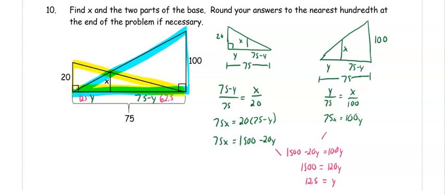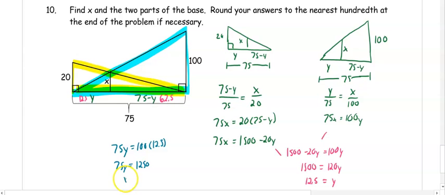And then to solve for x, we can put 12.5 in for y. So 75x equals 100 times 12.5. 75x equals 1,250. When we divide by 75, we get x is 16.67.